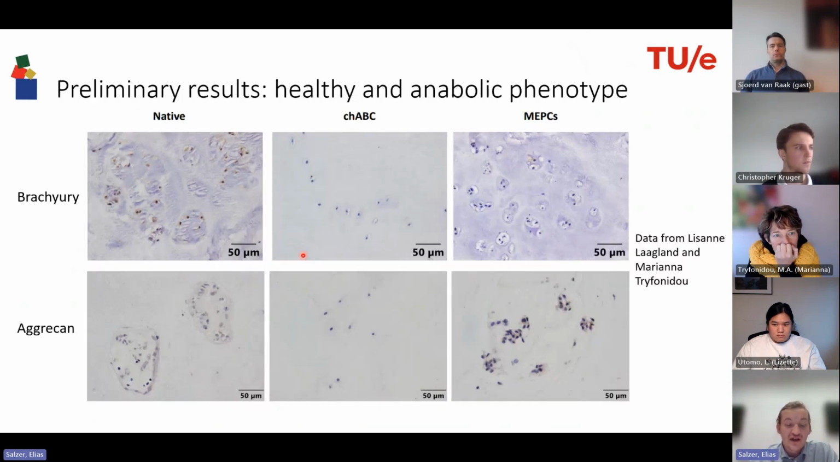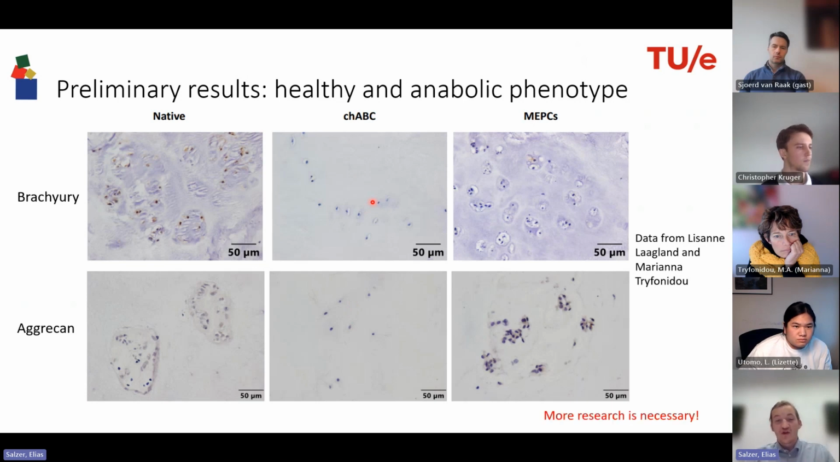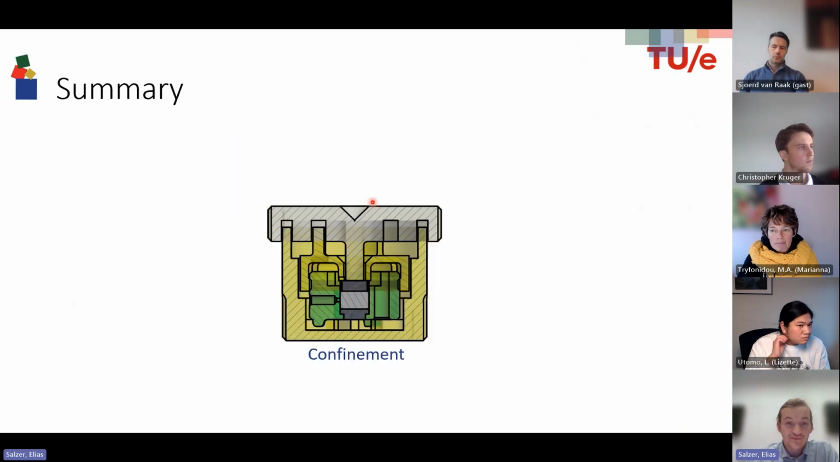But what we could also see is that when we inject these cells together with this instructive matrix, with the hydrogel and the bioactive substance, these cells are more healthy and more anabolic, meaning that they produce more of these proteoglycans than when we do not inject this. And this is very promising, but there is also more research necessary to prove and to show that this method is actually regenerating the nucleus pulposus.